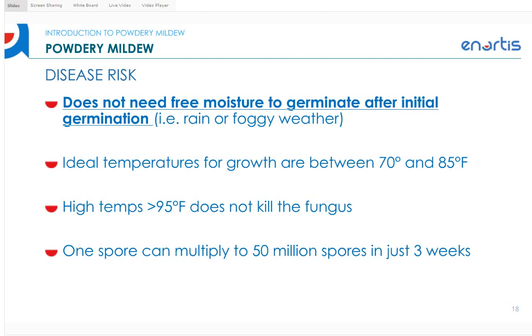UV light, on the other hand, can kill the fungus, and that's why leaf removal can be effective at stopping spread of infection. I have the statistic here that one spore of powdery mildew can multiply to 50 million spores in just 3 weeks. And this is why control and prevention of the disease is super important, because it can reproduce and infect so quickly.